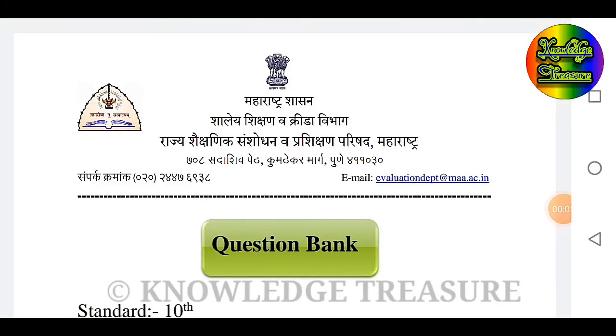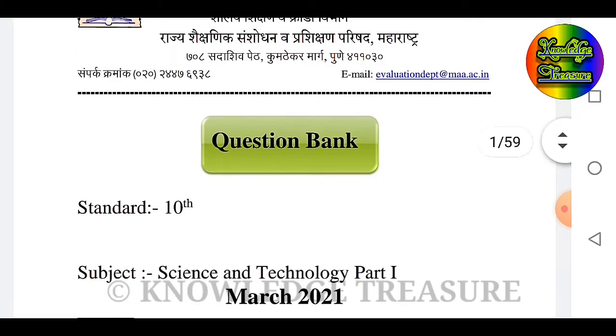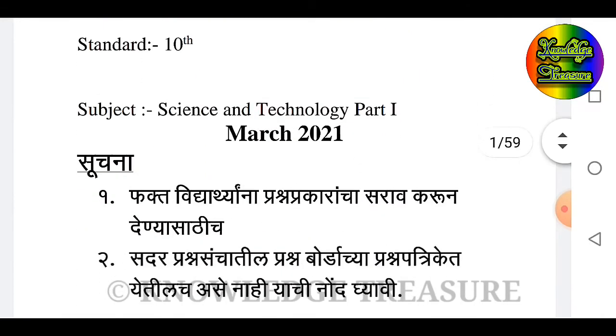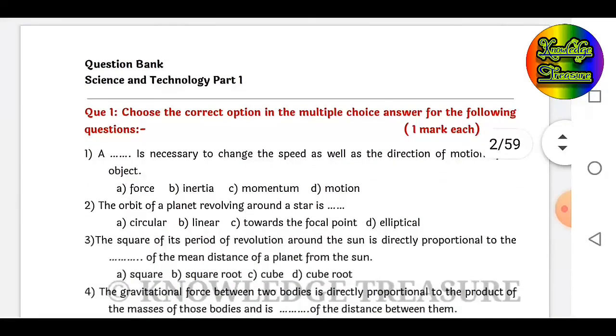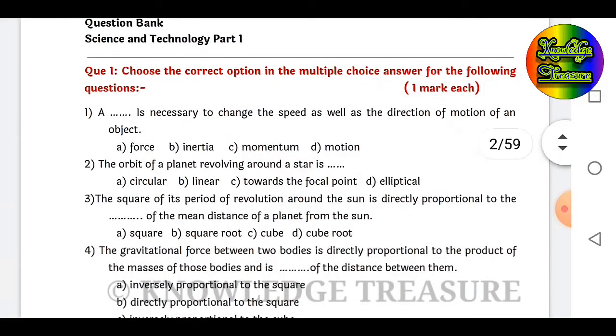Hi everyone. Today we are going to discuss the question bank of standard 10th subject Science and Technology Part 1. Question number 1. Choose the correct option in the multiple choice answer for the following question. First, a dash is necessary to change the speed as well as the direction of motion of an object.